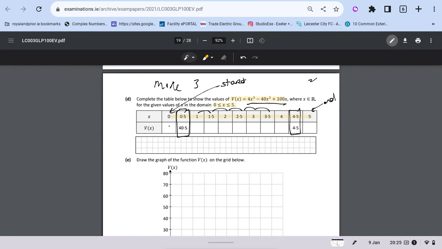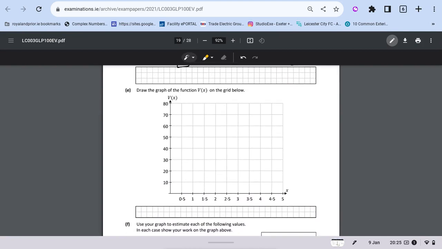Now when you do that, I have a table looking like the following. You'll know if you're right or wrong. It's crucial that you know how to do this, so spend your time. 31.5, 16, 4.5 and 0. And then you plot them as points on the graph.